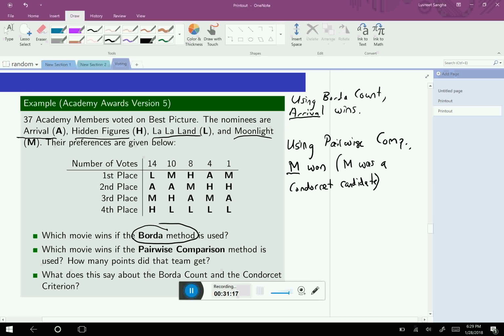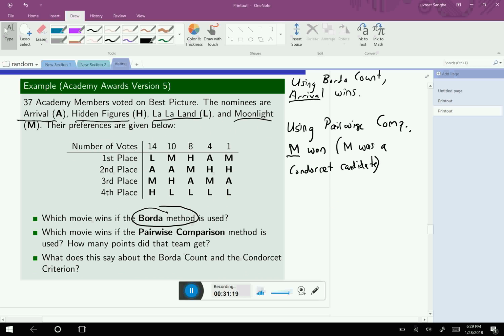Okay. So the final question here is, what does this say about the Borda count and the Condorcet criterion? Well, the Condorcet candidate is M. If we use the Borda count, the Condorcet candidate, Moonlight, M, loses. This shows that the Borda count also violates the Condorcet criterion.